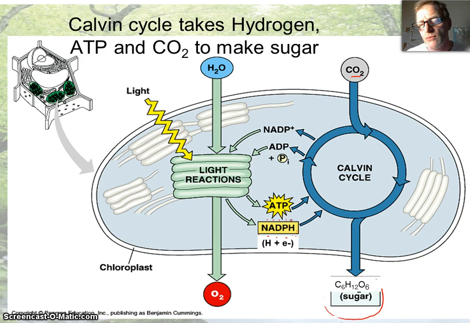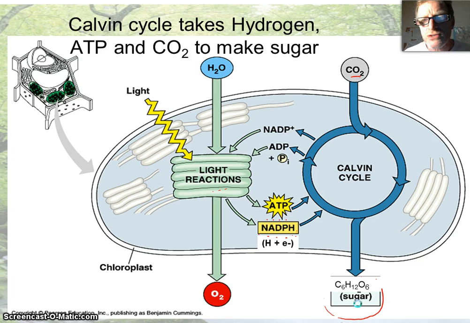We don't need to know all the details of this cycle. It's fairly complicated. All you really need to know is that the ATP and the NADPH from the light reaction are going to provide the energy to fix carbon dioxide into sugar. And there you have the second step of photosynthesis, the Calvin cycle. That's pretty much it for photosynthesis.